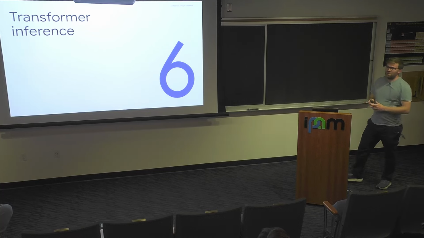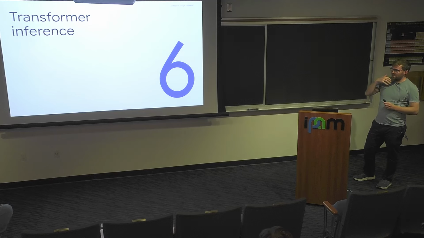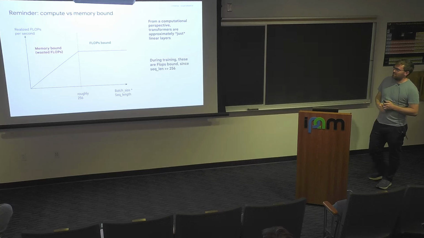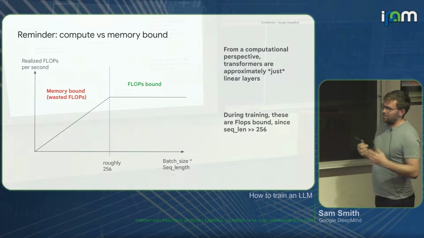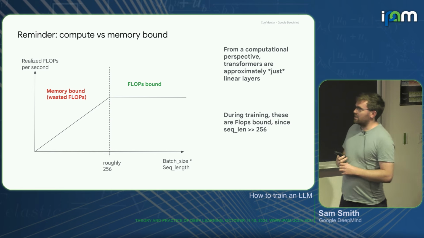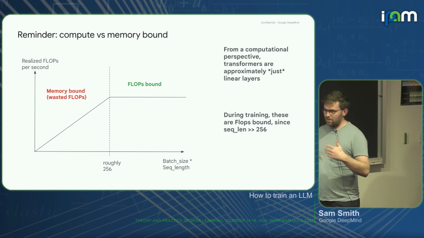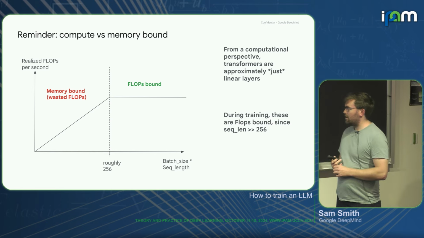Okay, sweet. So I thought finally it'd be nice to talk about the computational aspects of running inference, because this is actually the one area where transformers are not good. So it's the area where it's possible to beat them. As a reminder from earlier in the talk, one of the key parts about devices is this compute versus memory bound competition.